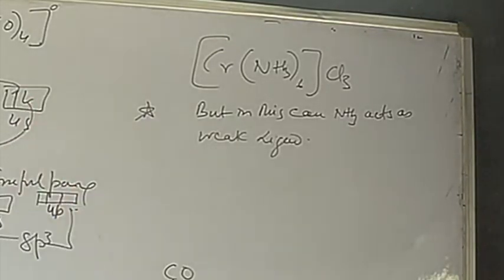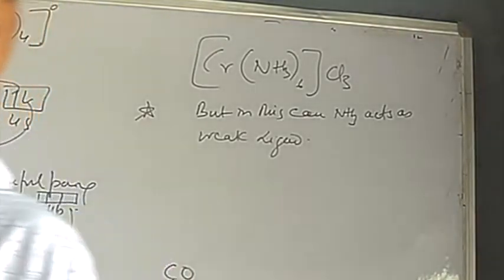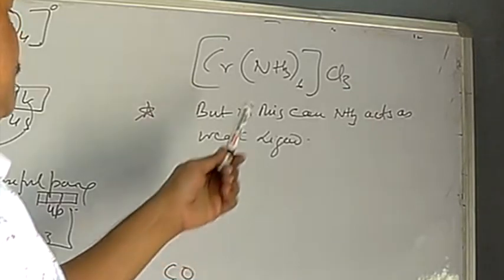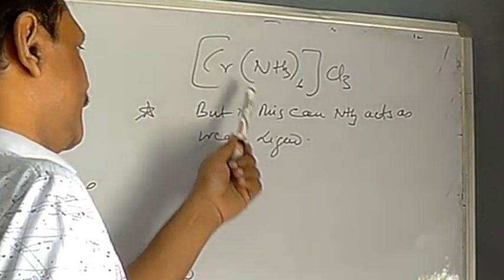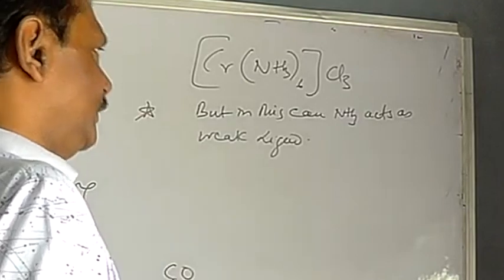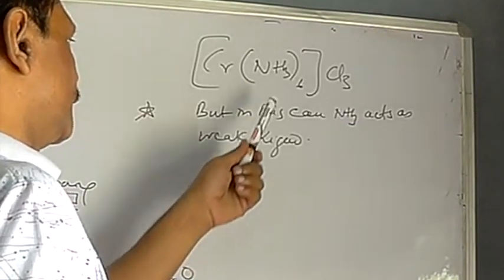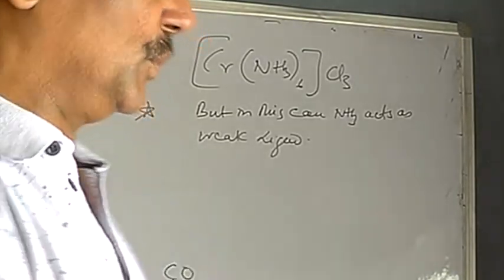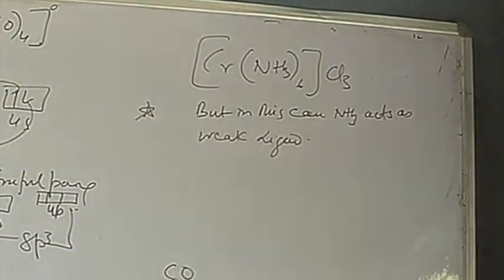Class, these were the limitations of valence bond theory. Sometimes ammonia works as a strong ligand, sometimes as a weak ligand. That we are going to take up in our next session. But for valence bond theory, we have already taken care of coordination number 4 and coordination number 6. This is being given here as an assignment. Draw it, but take ammonia as a weak ligand. Why draw? Because it's an exception and exceptions are always asked. So try to do it yourself.